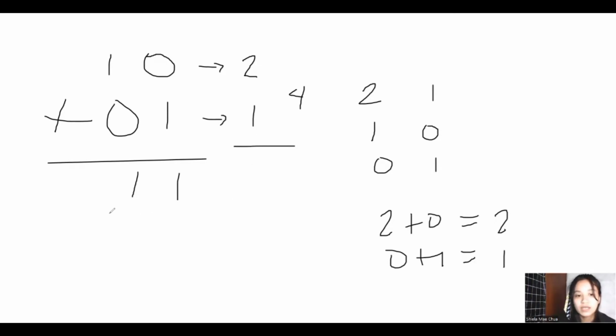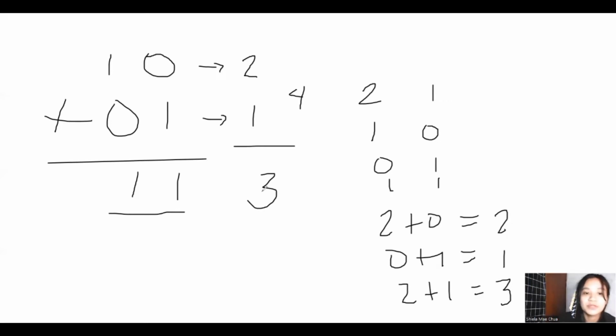We all know that 2 plus 1 is 3. So we need to check if 11 is equal to 3. How? We write 1 here and also 1 here. So basically, it's 2 plus 1 is equal to 3. So 2 plus 1 is 3, and 11 is also 3. So 10 plus 01 is 11, and 2 plus 1 is 3, and 11 is equal to 3. So we have the correct answer. Now let's proceed with our next examples.